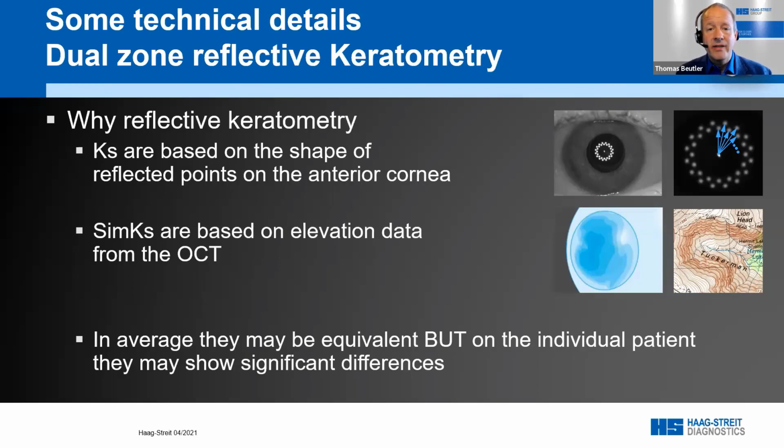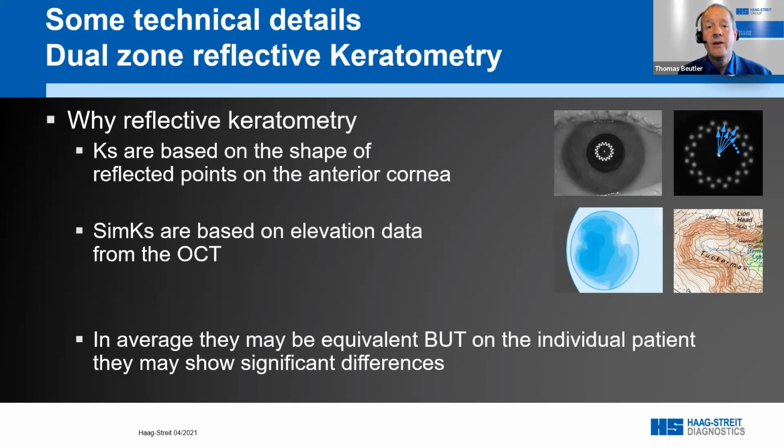The SimK values are based on elevation data. So we look at height curves first, which we get from the OCT, and then we derive from there a simulation of what keratometry could look like at a certain diameter. Now, you can make sure that on average, the two modalities provide the same results.